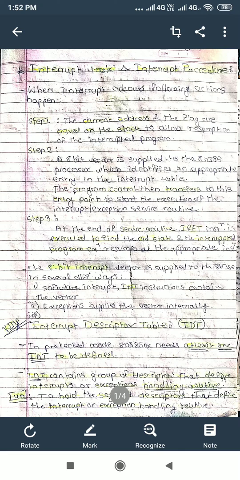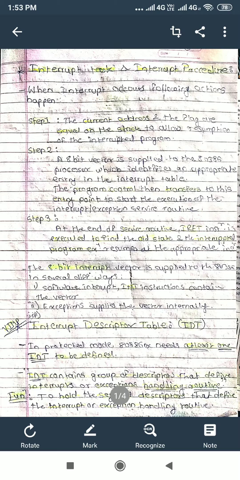Now in step two, an 8-bit vector is supplied to the 80386 processor which identifies an appropriate entry in the interrupt table, and then the program control transfers to the entry point to start the execution of the interrupt service routine. In the third stage, at the end of the service routine, the IRET instruction is executed to restore the old state, and the interrupted program execution resumes at the appropriate instruction. In this way, the interrupt is served and the processor resumes its normal program.